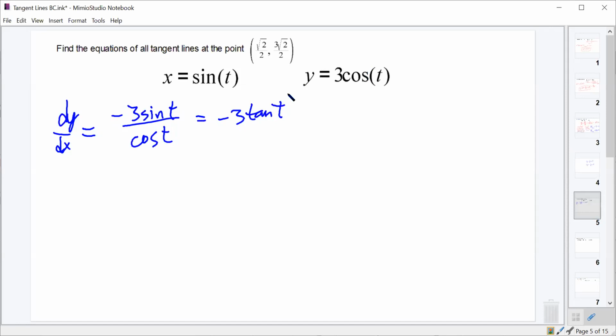Okay. And then next thing we'll do is figure out at what t values x equals root 2 over 2, and at what t values y equals 3 root 2 over 2, and we'll have to look for the overlap of those. So root 2 over 2 equals sine t. Well, when does sine equal root 2 over 2?